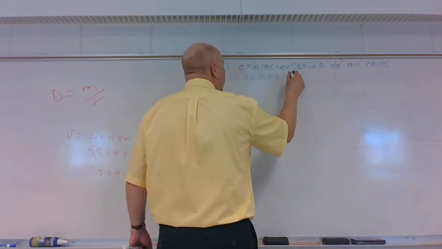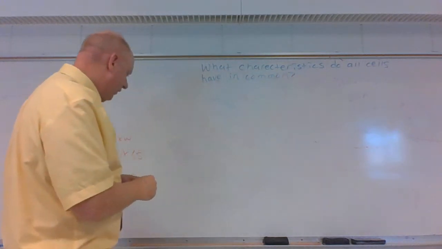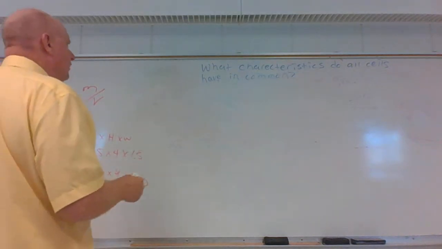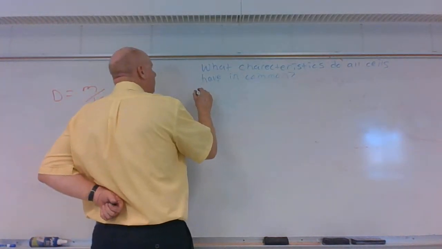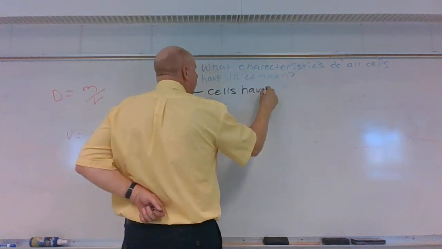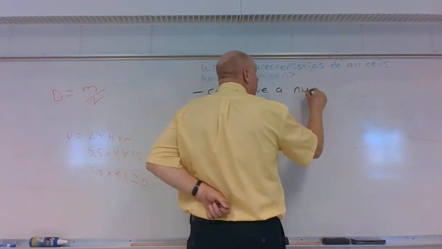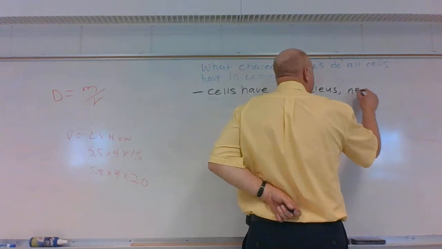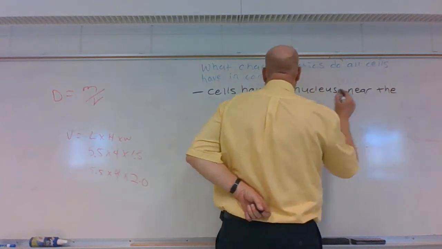And the reason we say that is it's not entirely all the cells. If you want to be specific, it's the erythrocytes that would lack a nucleus. But we're just going to go with this type of content. The first characteristic we would say is that all cells have a nucleus. Or just say cells have a nucleus, probably near the center of the cell.